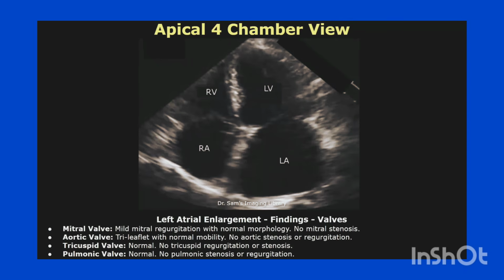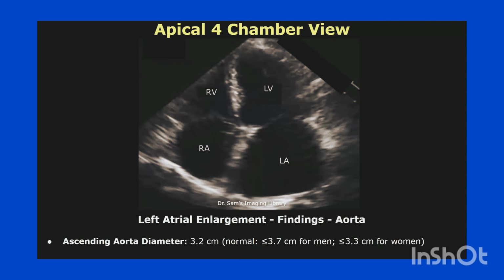The mitral valve shows mild mitral regurgitation with normal morphology, no mitral stenosis. The aortic valve is normal. The tricuspid and the pulmonic valves are also normal.